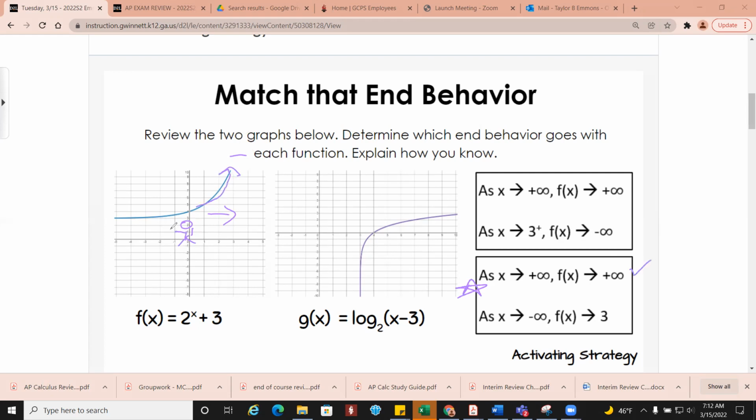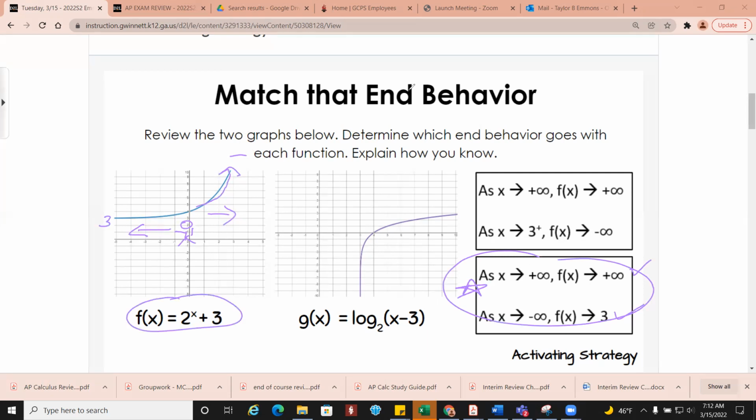All right, let's look to the left. As we're looking to the left, as x is approaching negative infinity, what's happening to our y values? Where are they getting closer and closer to? 3. Okay, so that's right. So this guy matches with this guy.